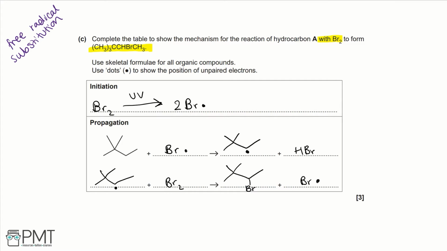Termination, all it is when you add 2 radicals together. So that could be 2 bromine radicals and you'd form bromine again. You could form a bromine and this radical, so you would form your product again. Or you can take 2 of these hydrocarbon radicals and then you just make a very long hydrocarbon chain. But that's all that termination is. But this question does not ask you for termination, only initiation and propagation. To get the 3 marks for this question, you get a mark for your initiation step, and then you get a mark for each line or each equation in your propagation step.